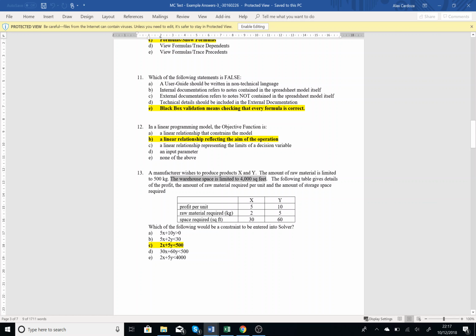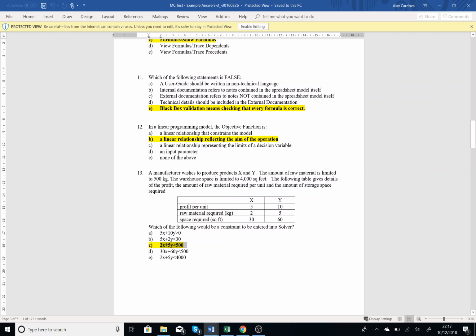So knowing that, it cannot be any of those because it's greater than 0, and that doesn't make sense. Less than 30, well, there's no constraint that's 30, it's 500 or 4,000. So it could be this based on what I've told you, which is 500, but X doesn't use 30 of the raw material because 500 is the constraint for raw material. So it would have to be 2 or 5 here, and then the same goes here. 2 or 5 less than 4,000 doesn't make sense because the raw material is 2 and 5, and the floor space is 30 and 60, so it can't be less. So it can only be this.